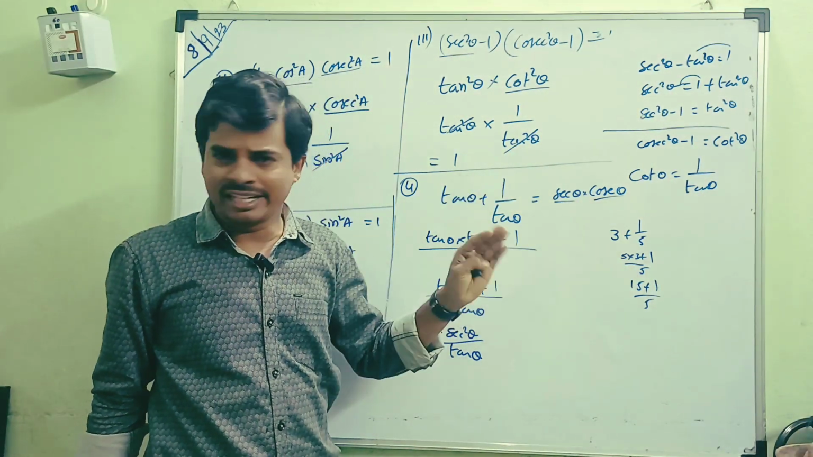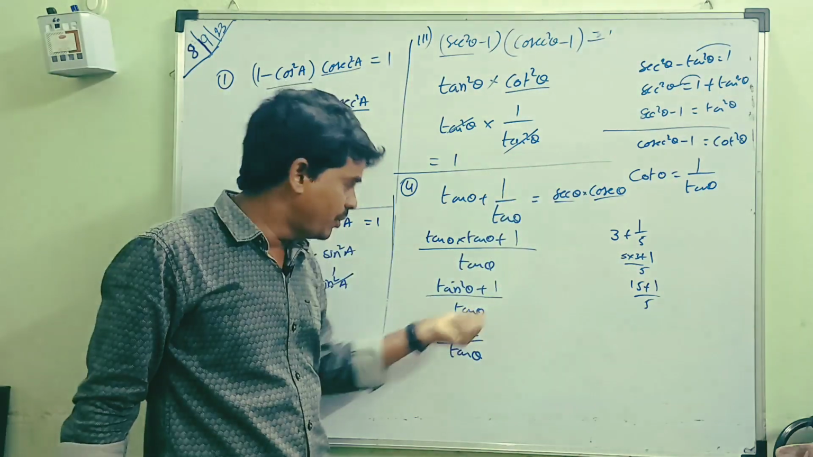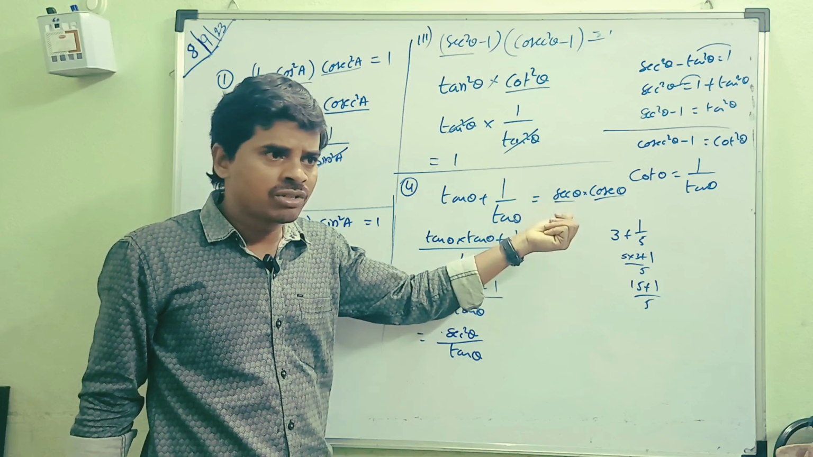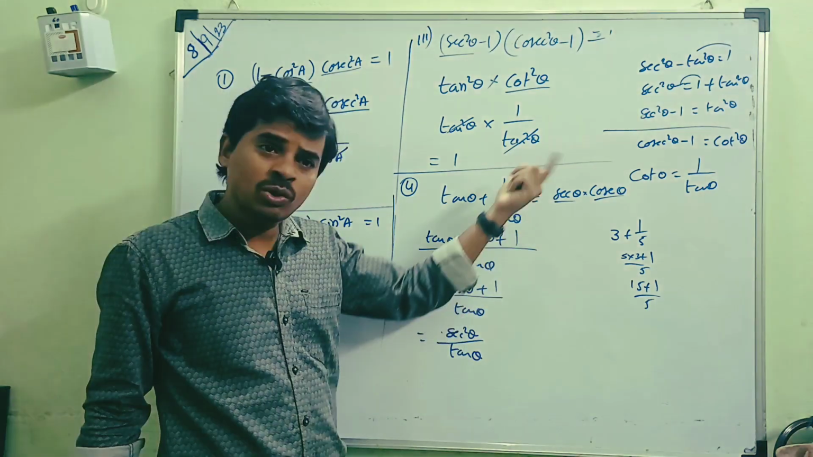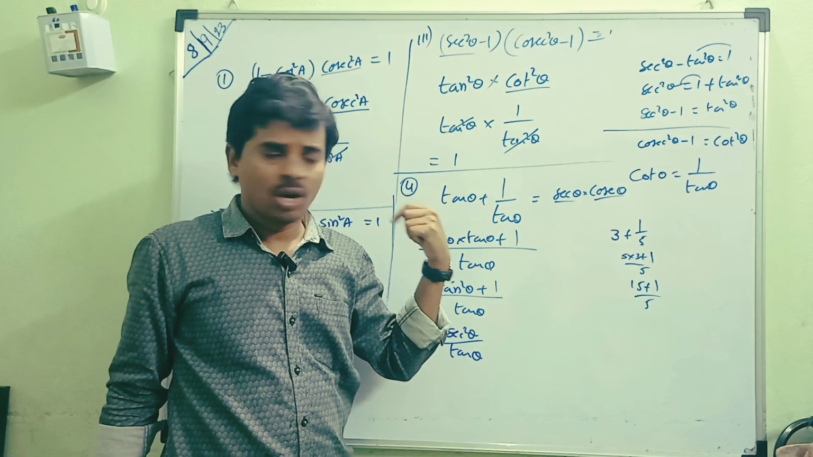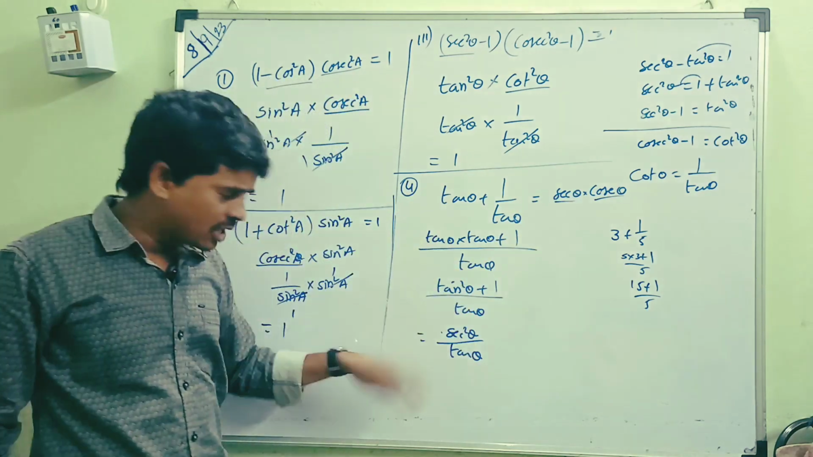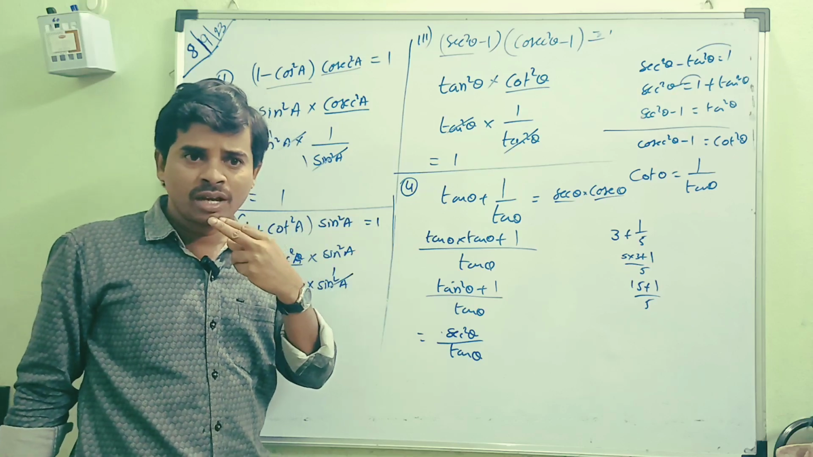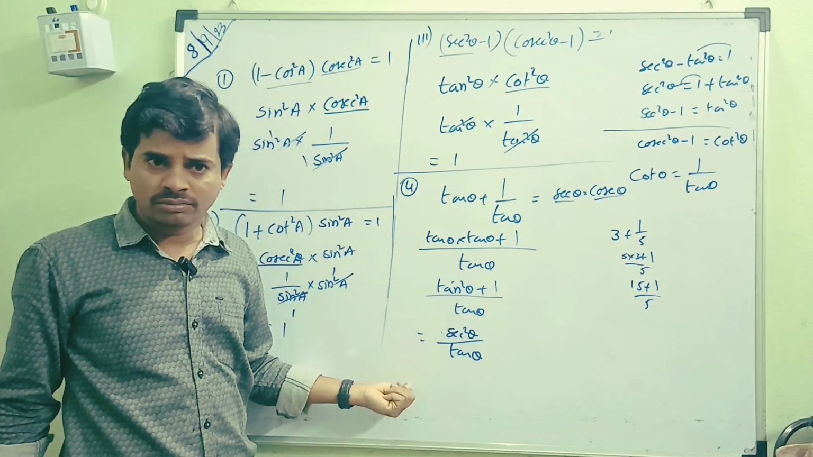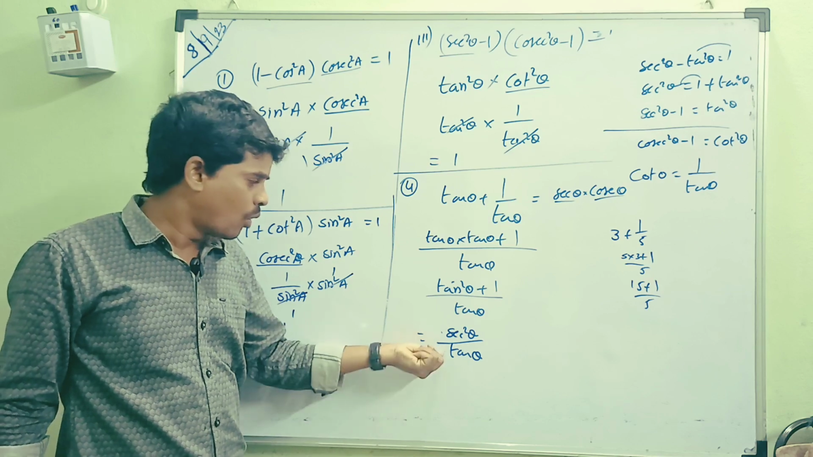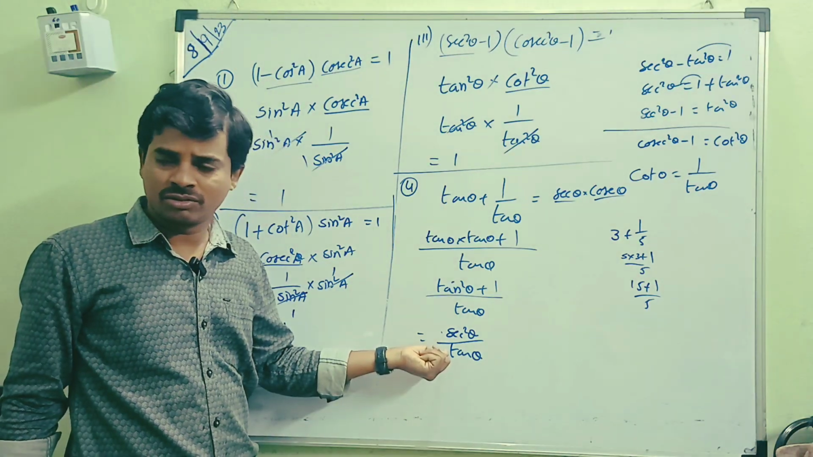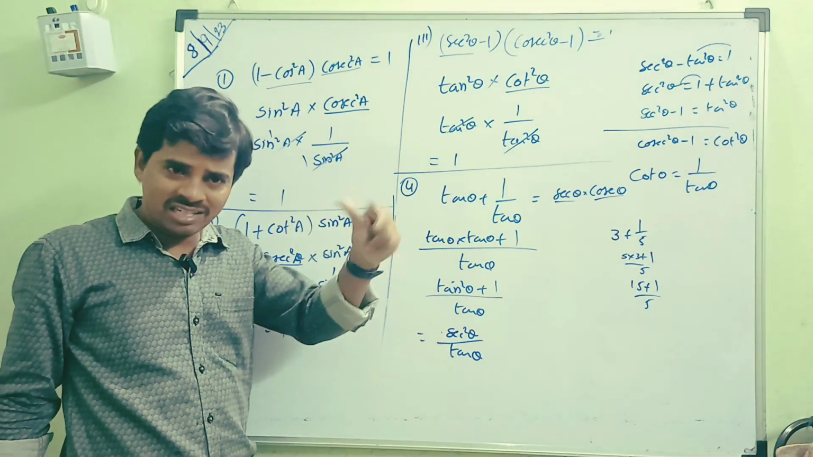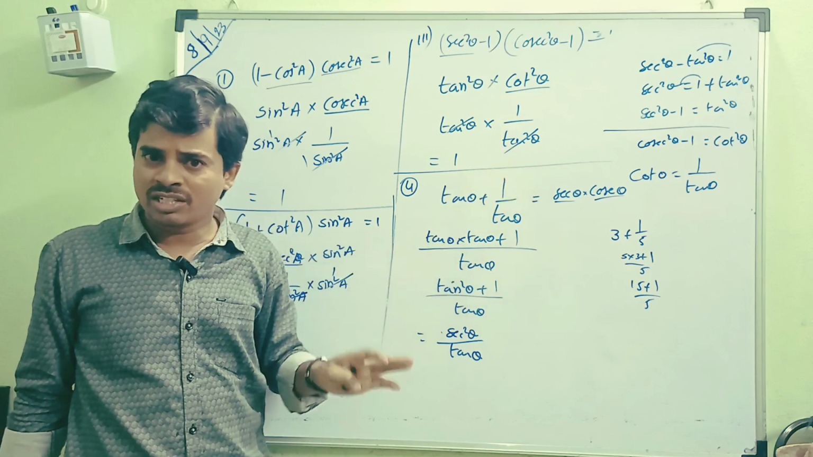So there is no tan related, there is no cot even. If cot is there, we can convert 1 by tan into cot, but cot is not there. Only secant and cosecant are there. So tan should not be there. We cannot convert even into cot. Then what should we do? Tan should be converted into sin by cos. See, this is analysis. You have to analyze like this: what is required and what changes we can do.